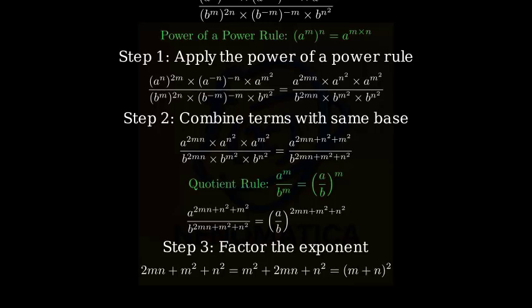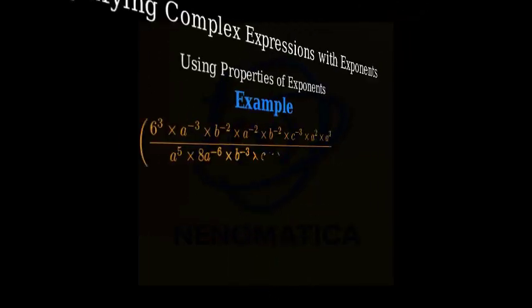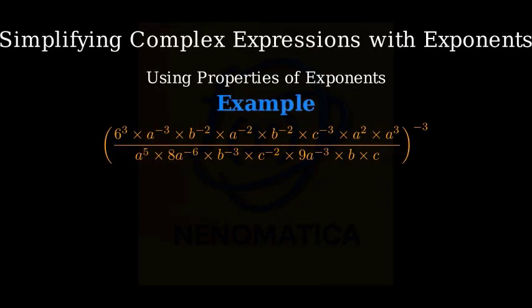We can simplify this further by factoring the exponent. We have 2m n plus m squared plus n squared. This expression can be written as m squared plus 2mn plus n squared, which is actually a perfect square, the square of m plus n. Therefore, our final simplified expression is the fraction a over b, all raised to the power of m plus n squared. We need to simplify this complex expression.